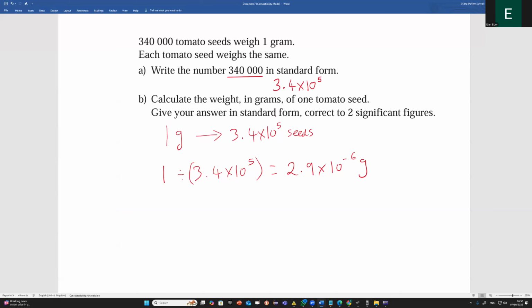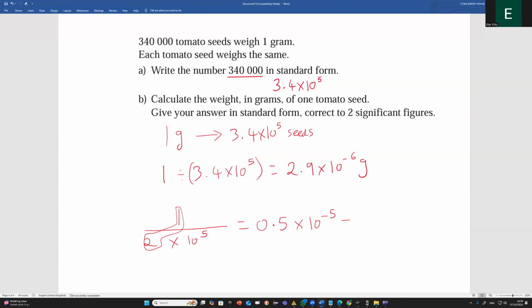But you could have, say, 1 divided by 2 times 10 to the 5. How would you work that out without a calculator? You do 1 divided by 2, but then it'd be 0.5. But would you need to put a minus in front? Yes, because the 10 to the 5 is on the bottom, it would be times 10 to the minus 5.